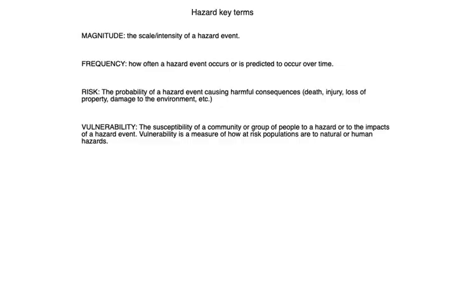Now, there was another term, vulnerability. So we've talked about magnitude. That was the intensity of a hazard event. Frequency, how often it occurs over time. Risk, the probability of a hazard event causing harm. And vulnerability, which is defined as the susceptibility of a community or group of people to a hazard or the impact of a hazard event. So in other words, vulnerability is a measure of how at risk populations are to natural or human hazards.